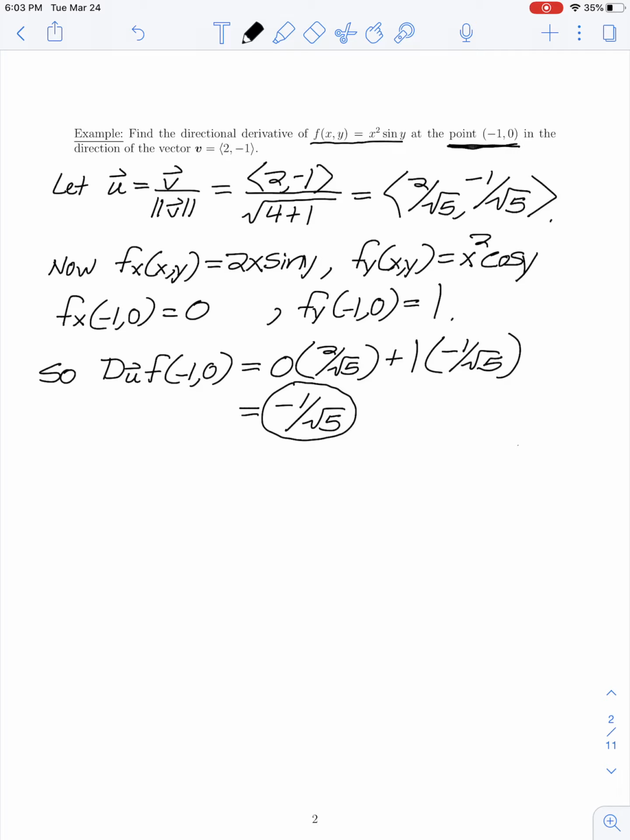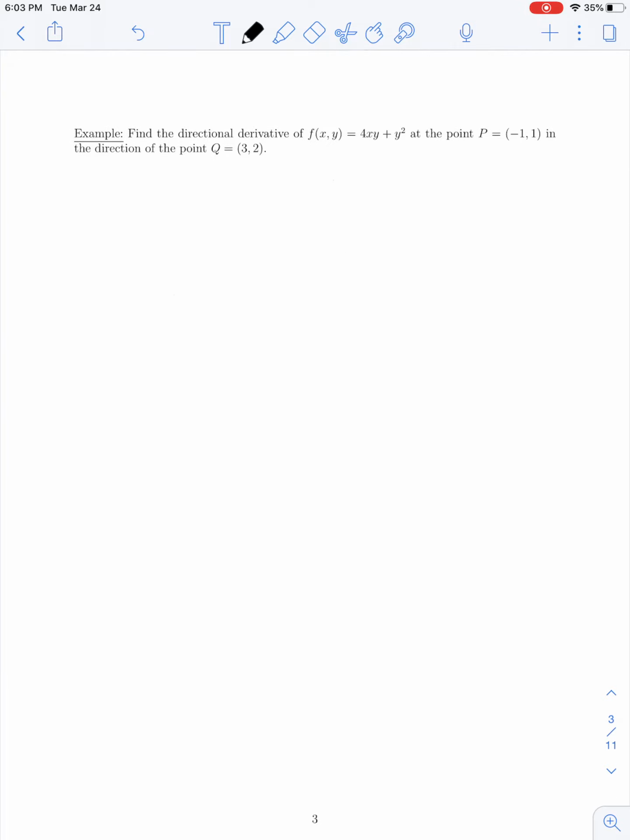So what this means is that for this function f of x y, if we start at the value of this function at the point -1, 0, and we move along the vector 2, -1, so we're increasing our x value at a rate of twice what y is being decreased by, then the corresponding rate of change in our function is a decrease by 1 over the square root of 5.